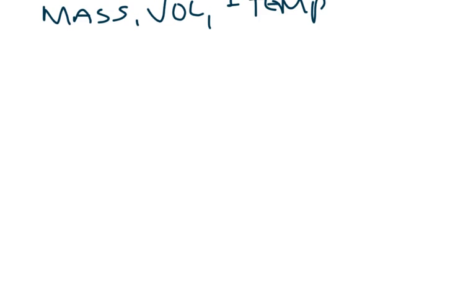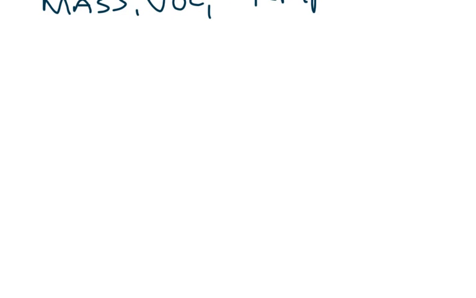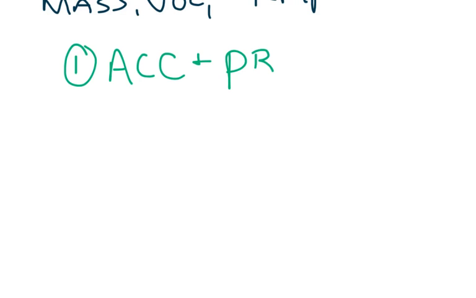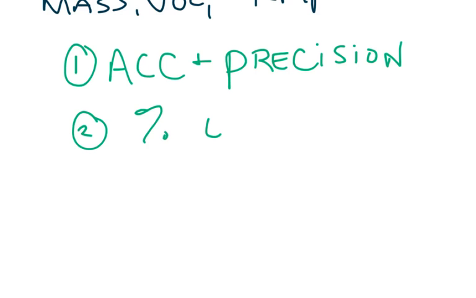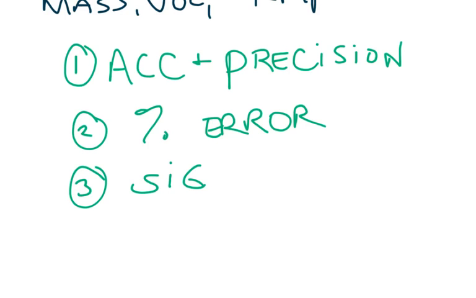Because what we are going to do in this video is look at three different things. The first thing we're going to look at is something called accuracy and precision. Second thing that we are going to look at is percent error. And then the third thing is something called significant digits. Significant figures is another word, or more often than not, it's just called sig figs. These three things are probably very new to you, so that's what I want to spend our time on.